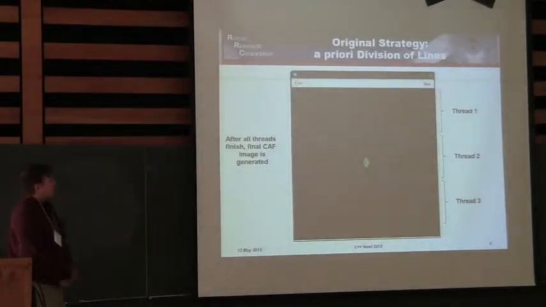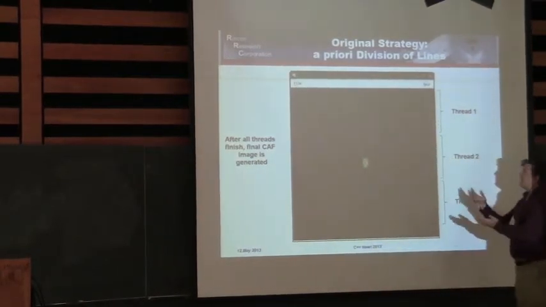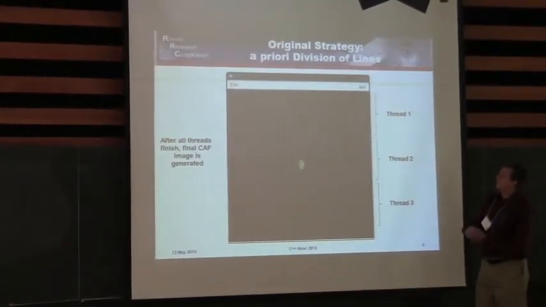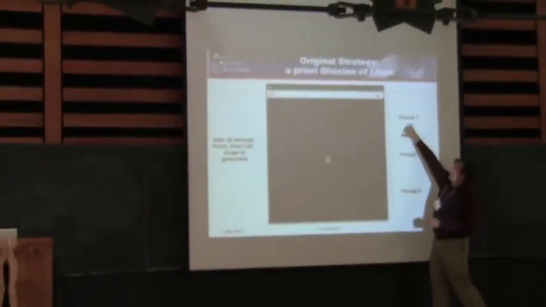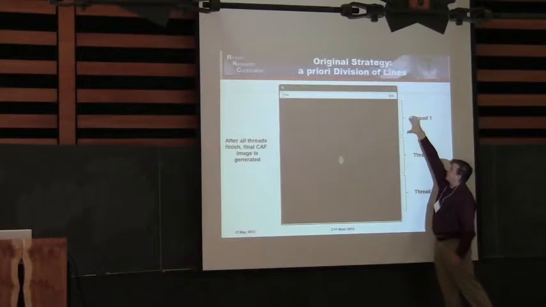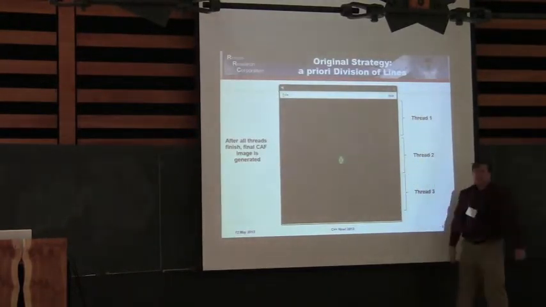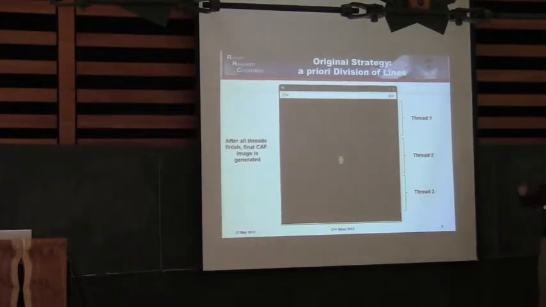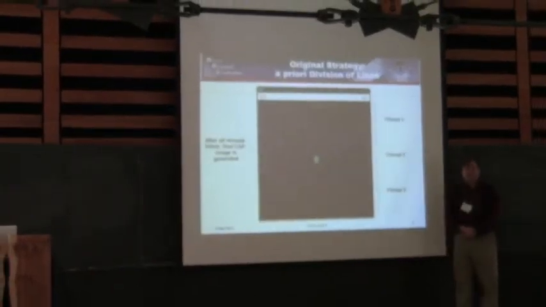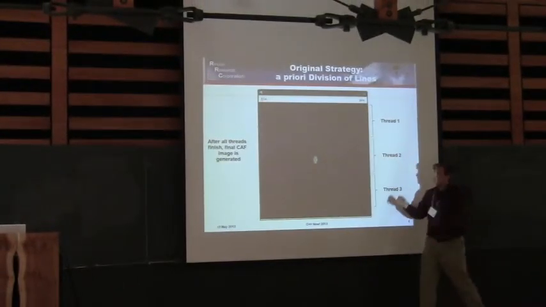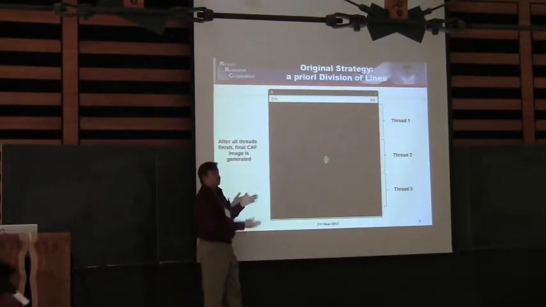Okay. So like I said, I went into Josh's office, and I was sort of surprised when I saw this behavior. Because this is the original implementation. You have the CAF plane. What you do is, let's say you have 3 or 4 threads. You take it and a priori say, OK, the first thread's going to get the first 30 lines of the CAF, and the next thread's going to get the next 30 lines, and the last thread will get the last 30 lines. So we, a priori, or ahead of time, divide up the work to be done of this CAF. And when all of these threads finish, the final CAF image is generated, and we can say, great, we're all done.